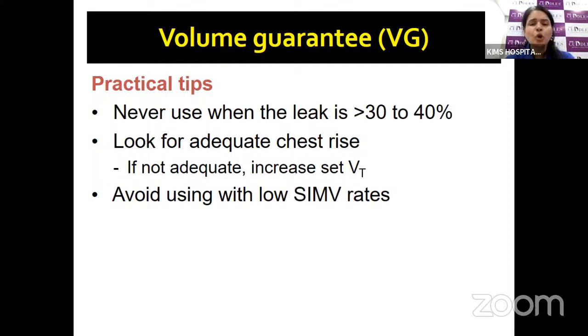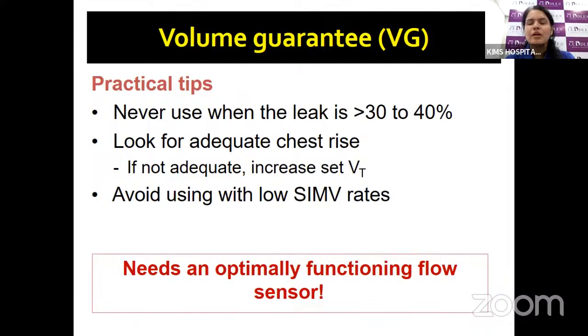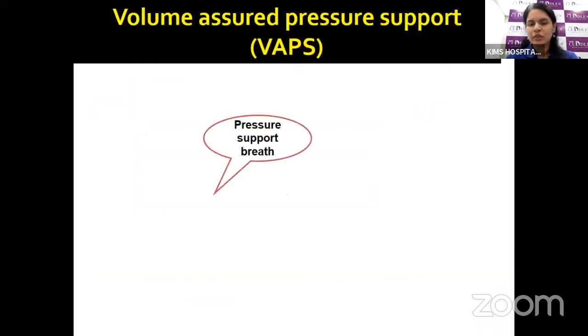Some practical tips include not to use VG when the leak is high, especially more than 30 to 40%. One needs to look for adequate chest rise clinically, irrespective of whether we use volume targeted modes of ventilation, and try to avoid using volume guarantee when you are operating at very low rates in SIMV because the control breaths would be adjusted independently and the assist breaths would be adjusted independently. So this may lead to a lot of oscillations in the tidal volume. And whenever we use volume targeted mode, it is absolutely essential to use an optimally functioning flow sensor. The flow sensor is the heart of VTV and one doesn't work without an optimal flow sensor.